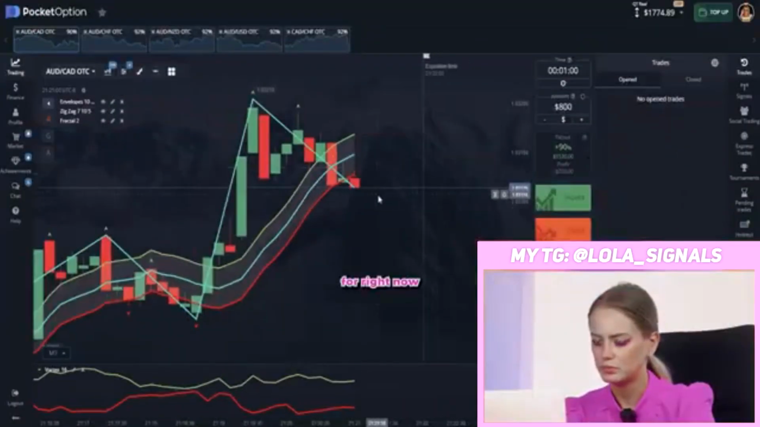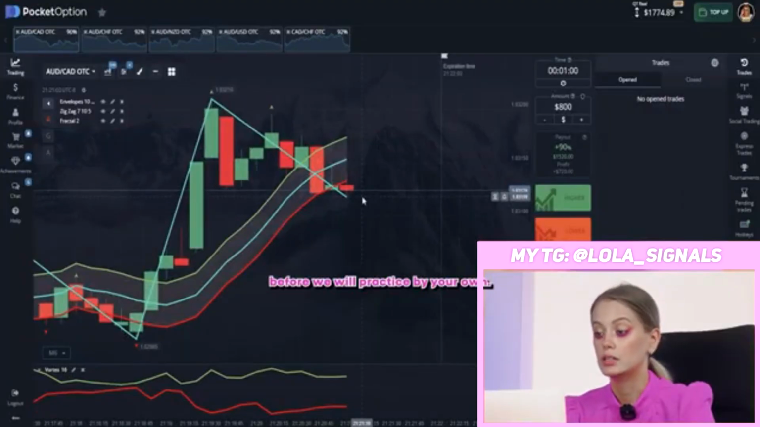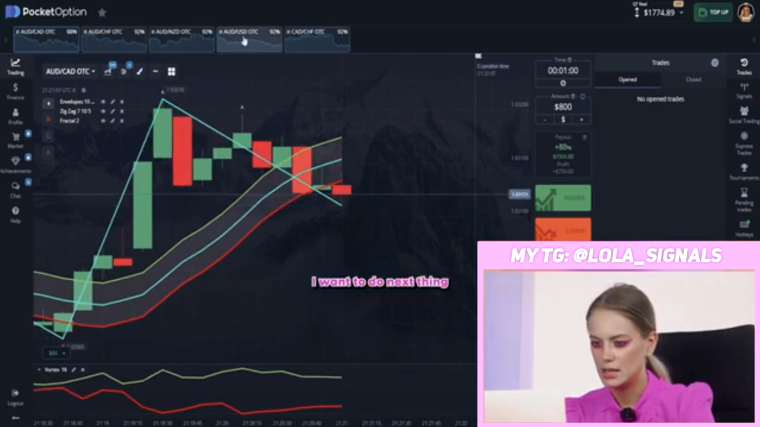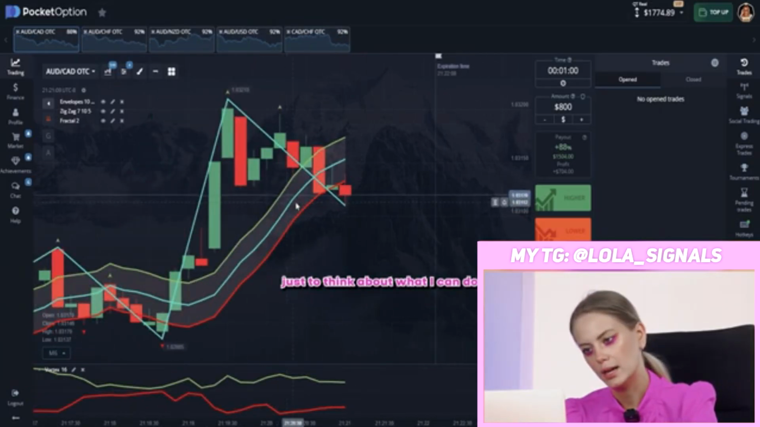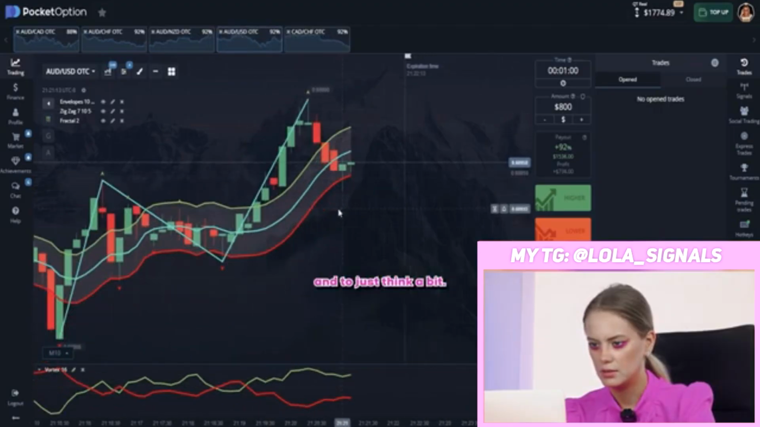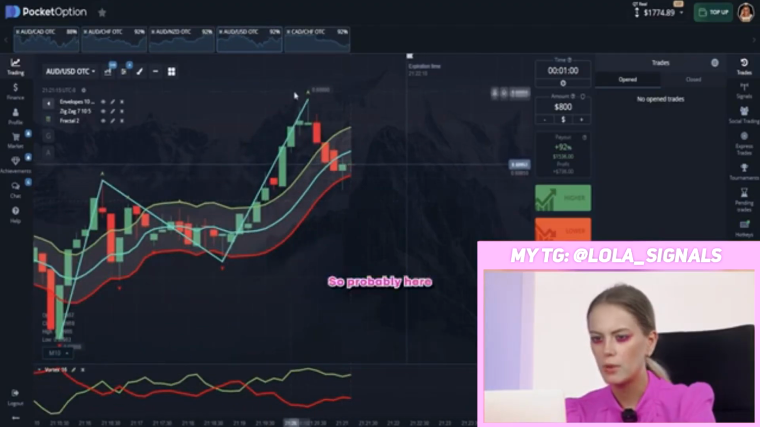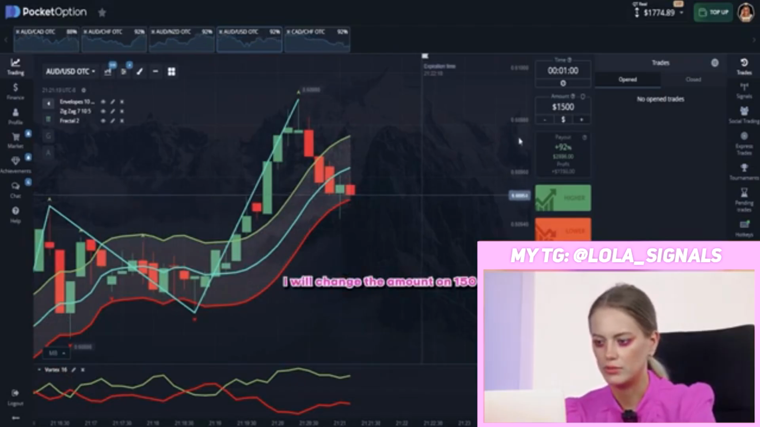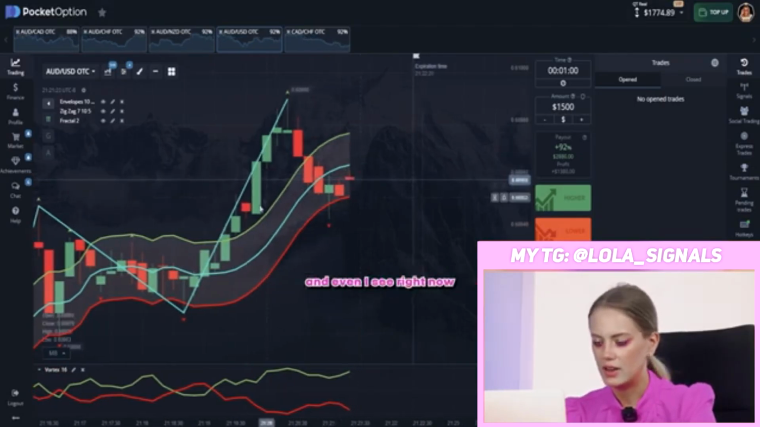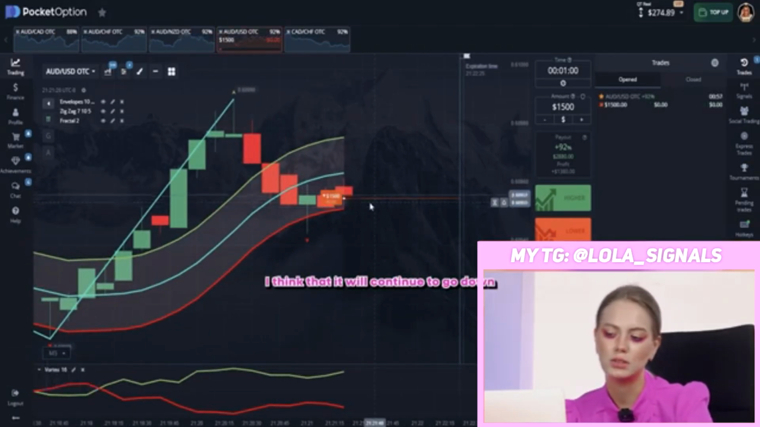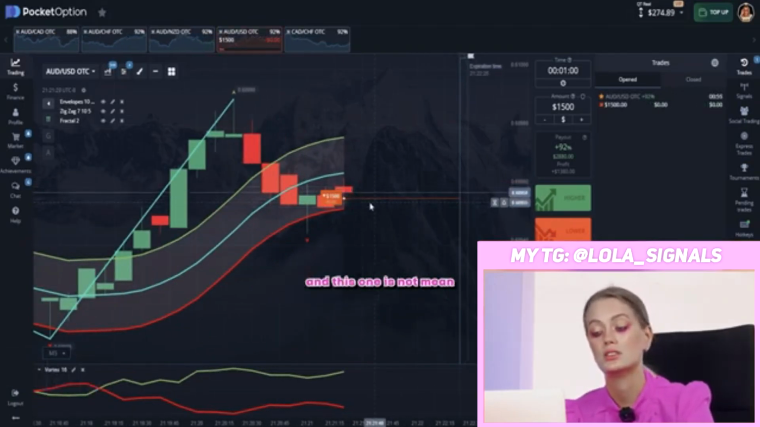Right now, before we practice on your own, I want to do the next thing. Just let me think a bit about what I can do. So probably here we can do something, and it's not so difficult. I will change the amount to 150. And even if I see right now the lowest point, I still want to put it down. Why do I think that it will continue to go down and this point is not the end?